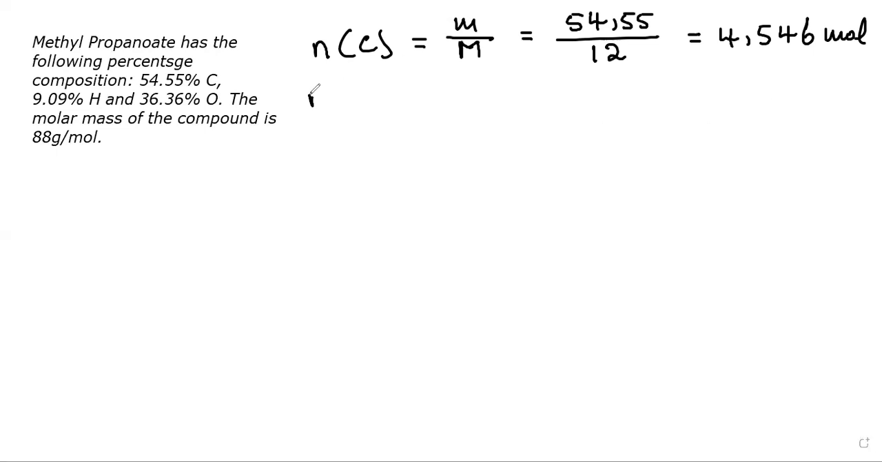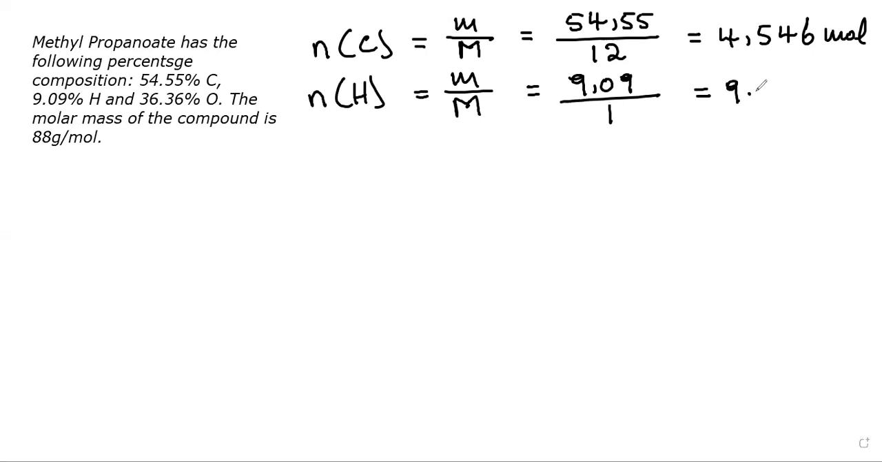Now next we find the number of moles of hydrogen. It's also mass divided by the molar mass. So the mass of hydrogen is going to be 9.09 grams. The molar mass is going to be 1 from the periodic table. So this means we are just going to have 9.09 moles of hydrogen.